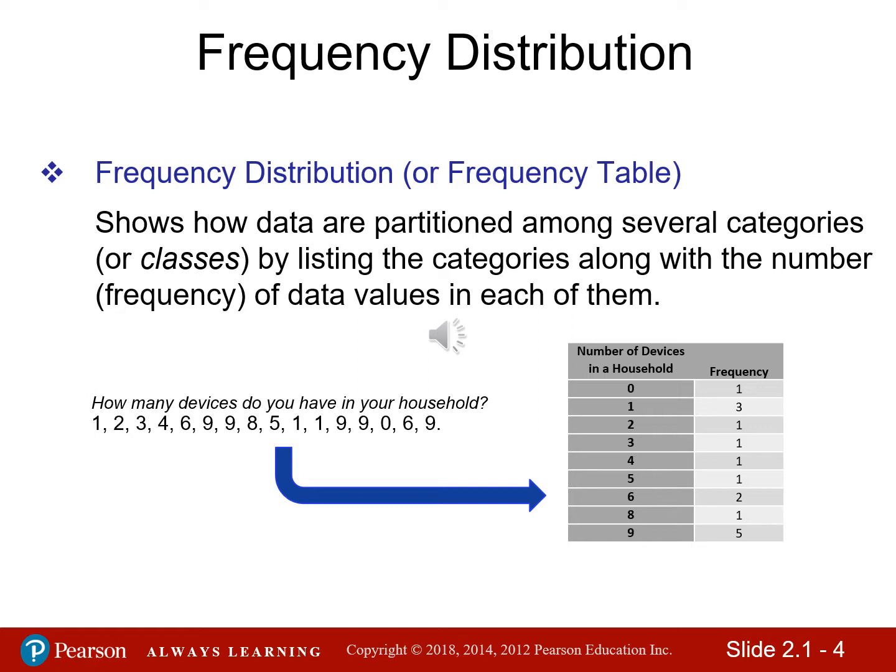Let's consider this example. Here we have a list of numbers that display the number of devices in a sample of households. In this example, the frequency of households with 9 devices is 5. That's because if we go through and count the number of 9s in our list, we see 5 occurrences of 9. We can put these data into a frequency table like we see on the bottom right.